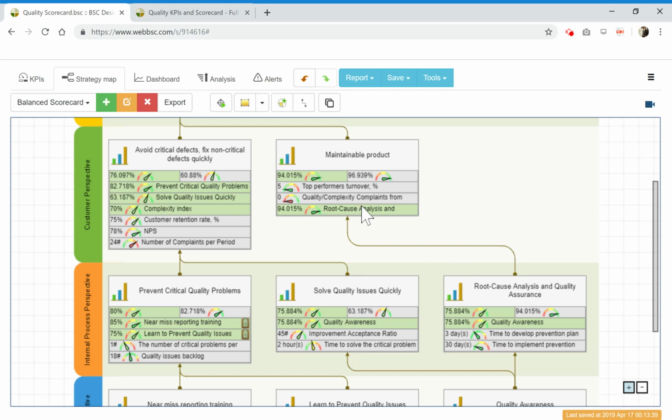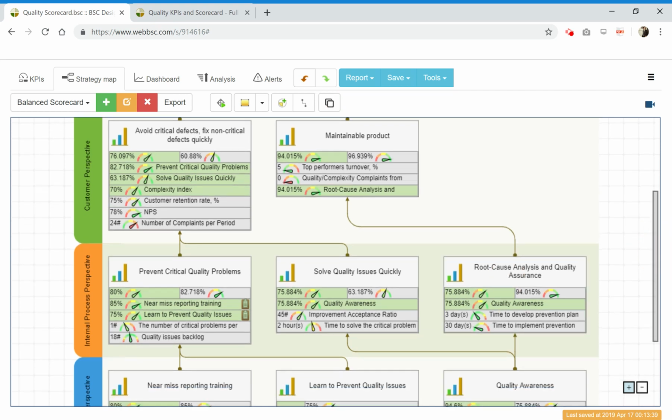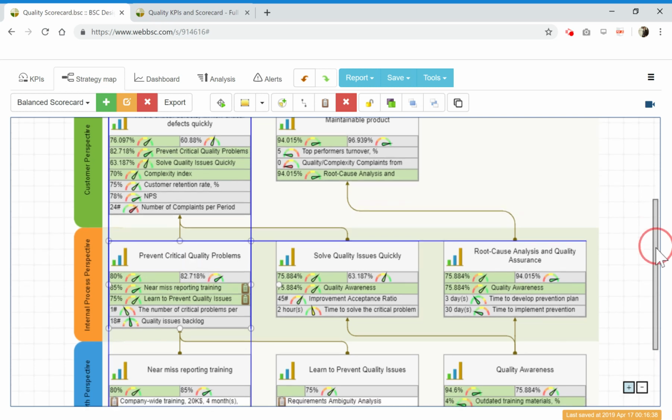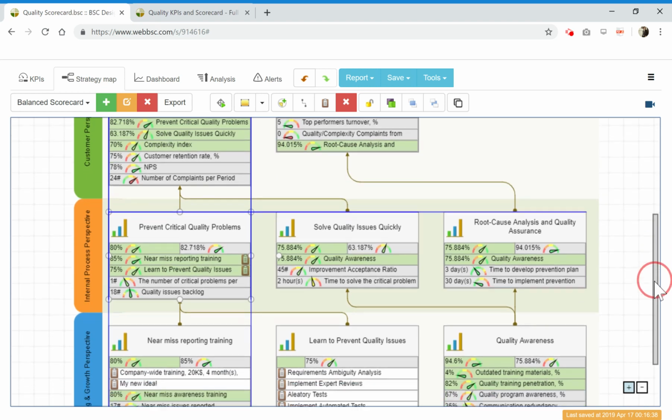Okay, and how is this goal contributed to? What is the leading indicator for this goal? It comes from this goal below. We are moving to the internal processes perspective. We know why we have these goals here. This goal is contributing to the maintainable product goal, and these two goals are contributing to this goal, avoiding critical defects and fixing non-critical defects quickly. So again, preventing quality problems, critical quality problems. How can we possibly prevent critical quality problems?